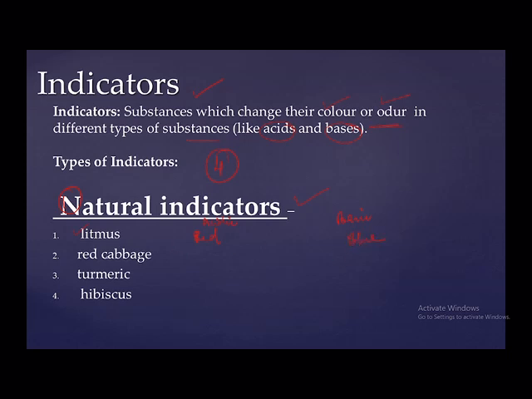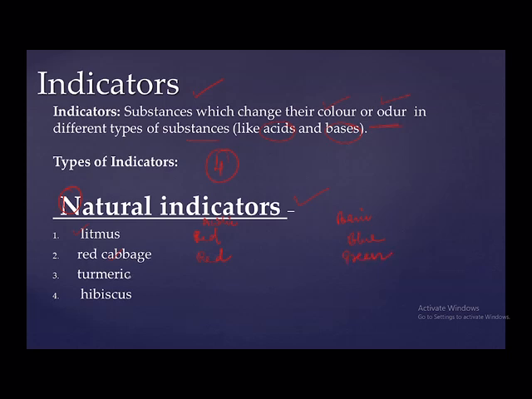Red cabbage is also an indicator. If you take the leaves of red cabbage and boil them, the pigments get extracted out. The pigmented water acts as an indicator to determine whether the substance is acidic or basic. Generally it appears red if the substance is acidic. If the substance is basic, it is green in color.